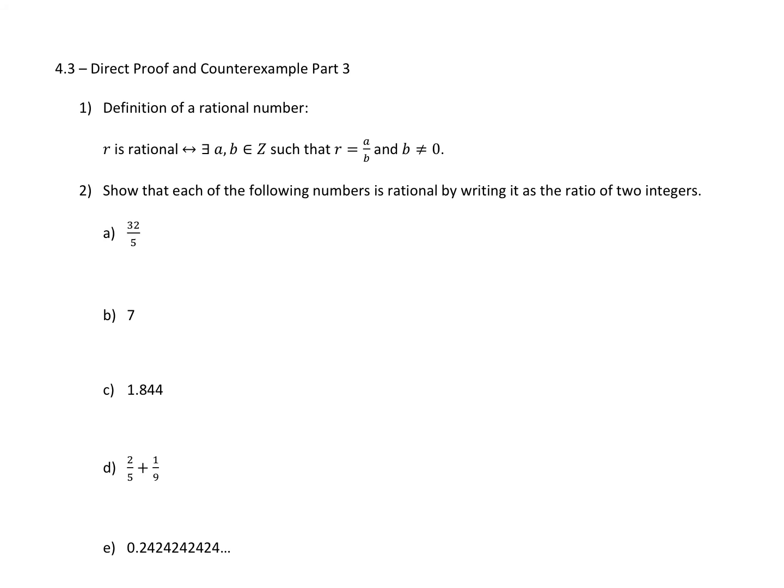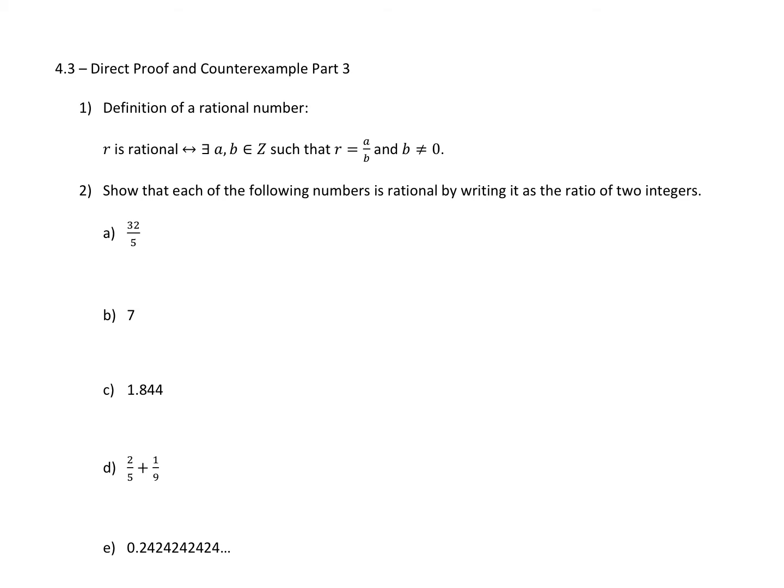We're going to start with the definition of a rational number. I've written it in symbolic form, and I will try to speak this in regular words. This says R is rational if and only if there exist integers A and B such that R equals A over B and B is not 0. So this just says R is rational means that you can write it as a ratio of two integers as long as the denominator is not 0.